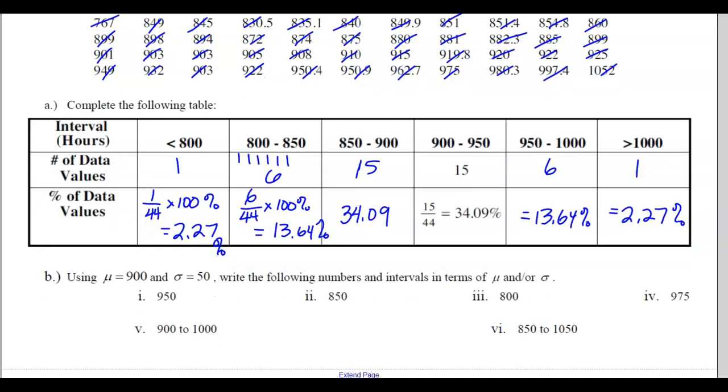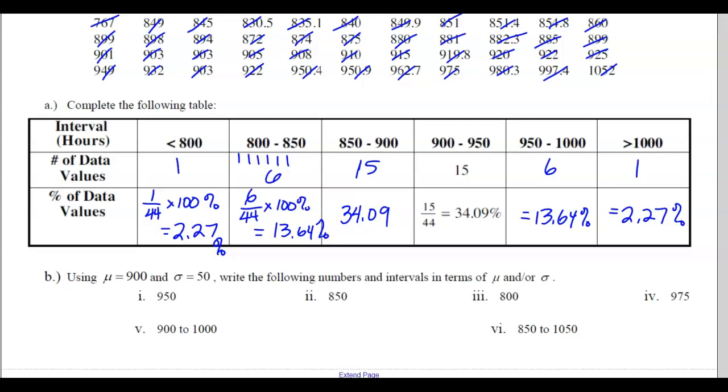Just based on that chart, you can see highest bars, if you were to do a histogram, would be in the middle, 15 and 15, then lower 6 and 6, and 1 and 1, so it's symmetrical, and getting lower as you go to the extremes. So that's going to be a normal distribution. So we already know the mean is 900 and standard deviation is 50.